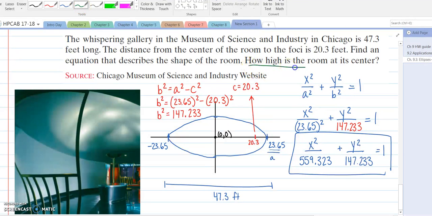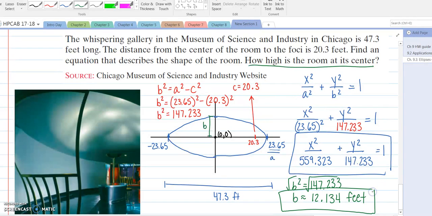The second question here is how high is the room at its center? We're going to use the y-axis as our height, and what it's basically asking for is this value right here, this height, which is b. Since I already know b squared is 147.233, I can just square root that value, and that will tell me the height. If I square root this, it's about 12, let's get this more exact, 12.134, rounded to 3 decimals, and that's in feet. So there's the height of the room at its center.